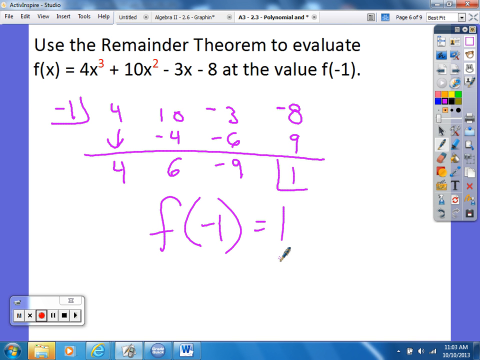But I would have to cube it. I would have to multiply that by 4. I'd have to square it. I didn't have to do any of that, did I? The remainder theorem actually gave me the answer quickly.